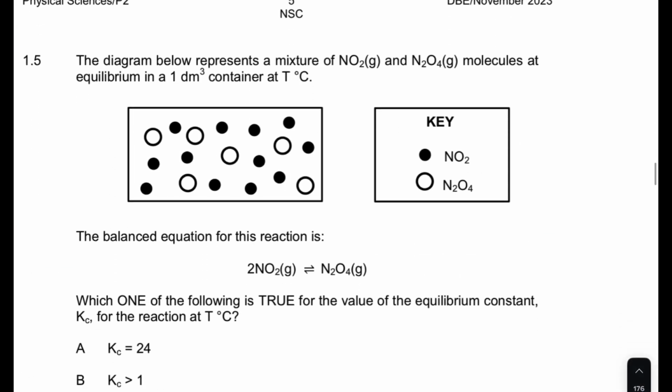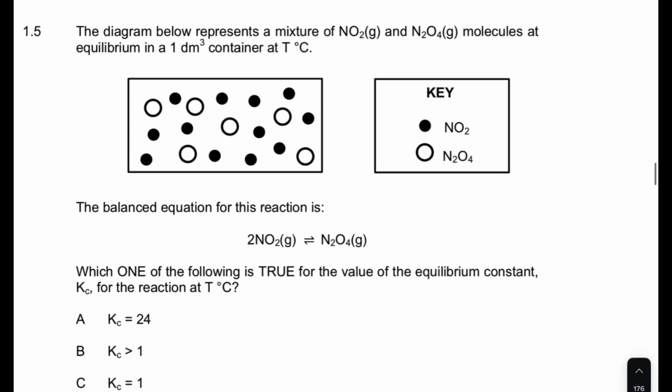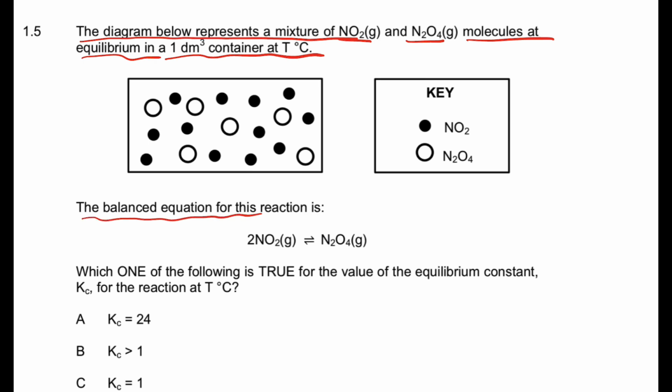Now let's go to 1.5. 1.5 is on chemical equilibrium. It says the diagram below represents a mixture of nitrogen dioxide and N2O4 molecules at equilibrium in 1 dm3 at temperature T. Now if you look here, we're given the balanced equation. It gives us nitrogen dioxide. So these are the products, these are the reactants. And we are given the molecules there.